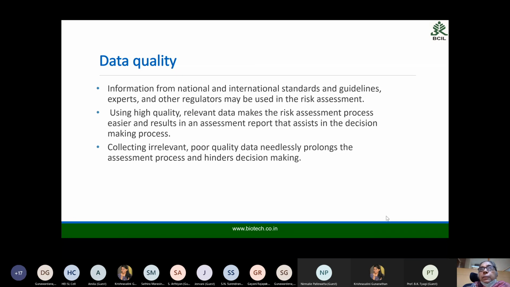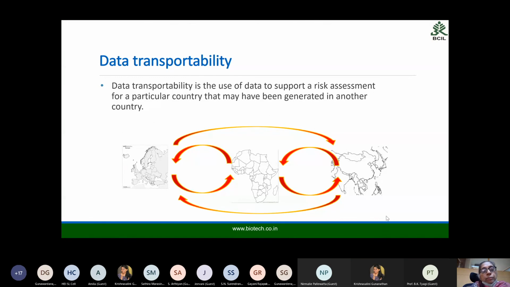You see, if you want an expeditious decision, come up with a good application and a dossier. Collecting irrelevant, poor quality data needlessly prolongs the assessment process and hinders the decision making. If you have added data just for the sake of adding, the regulator raises questions on that. Then you will be lost in that jumble and will not be able to achieve your objective.